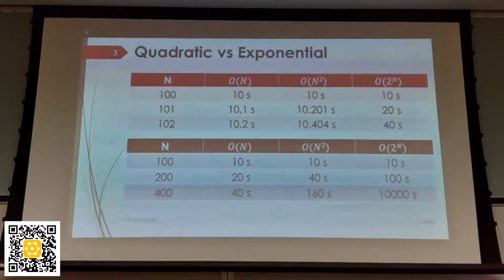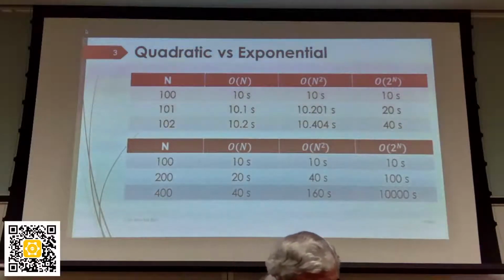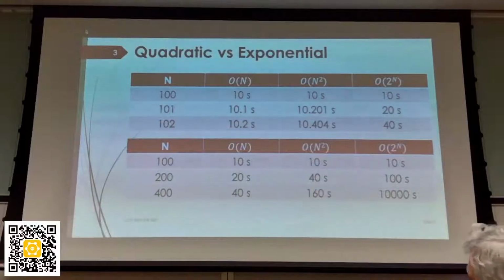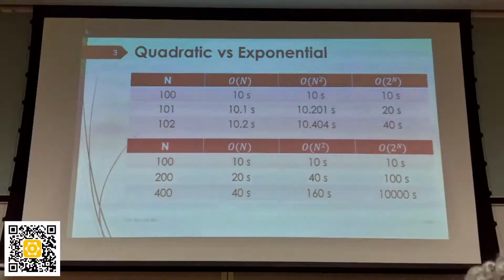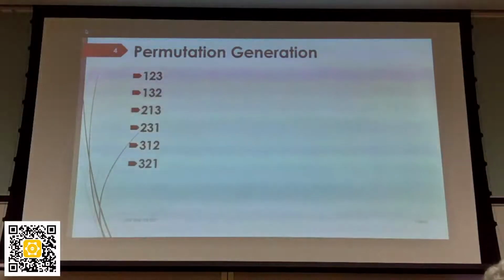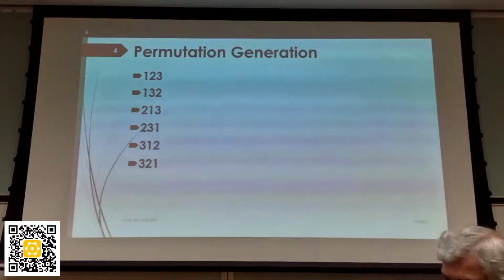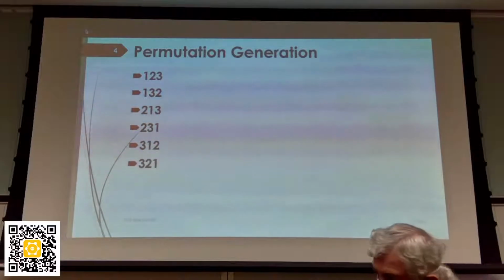So in general, that's why we avoid trying to write brute force exponential time algorithms, even though they might look simple and might actually work fast in simple cases. They don't scale very well. That's the problem. So that brings us to permutation generation. Here's a list of all permutations of length 3.